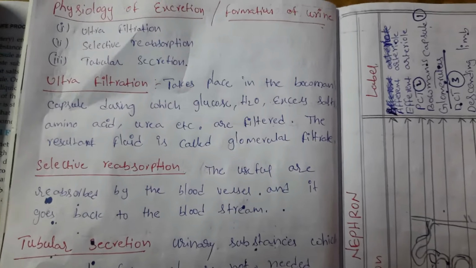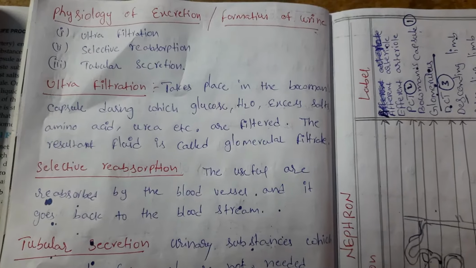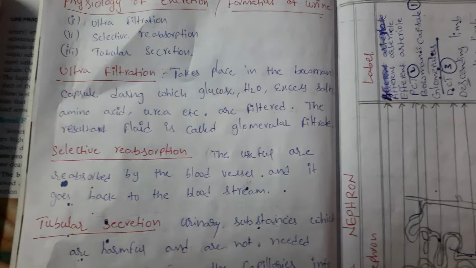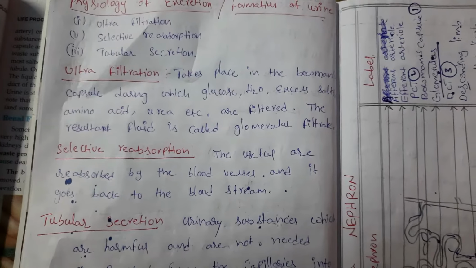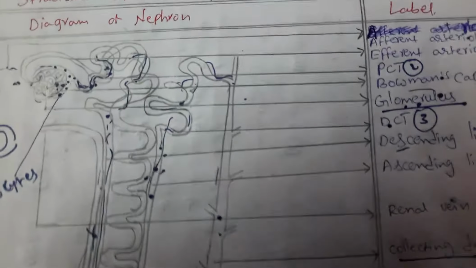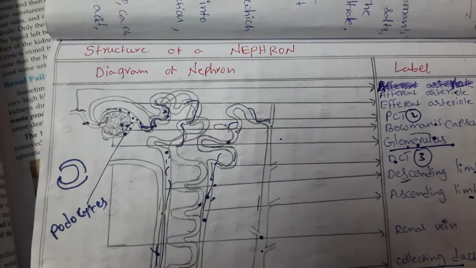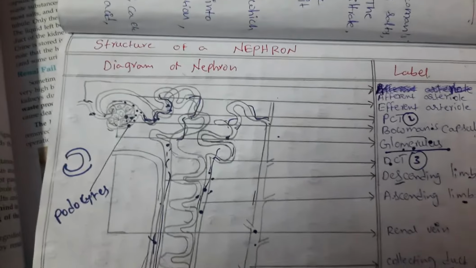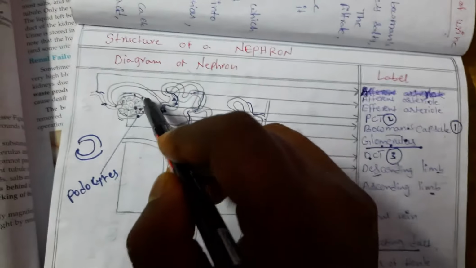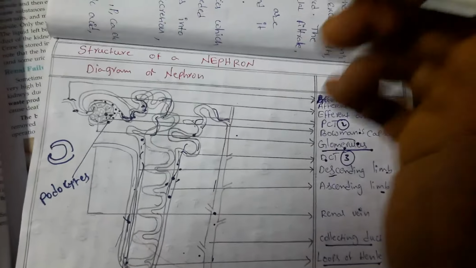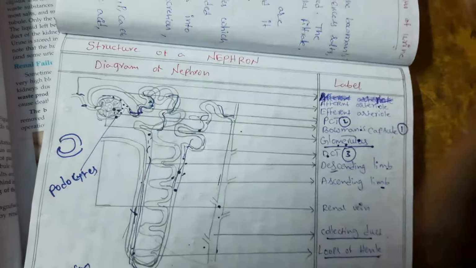What is the first one? Ultrafiltration, which takes place in the Bowman's capsule, during which glucose, water, excess salts, amino acids, urea, uric acid, etc. are filtered. The resulting fluid is called glomerular filtrate. Here in the glomerulus the blood is accumulated. With the help of podocyte cells, the urea, uric acid, salts, water, and also some useful salts are filtered in the glomerulus. That's what we call filtration.